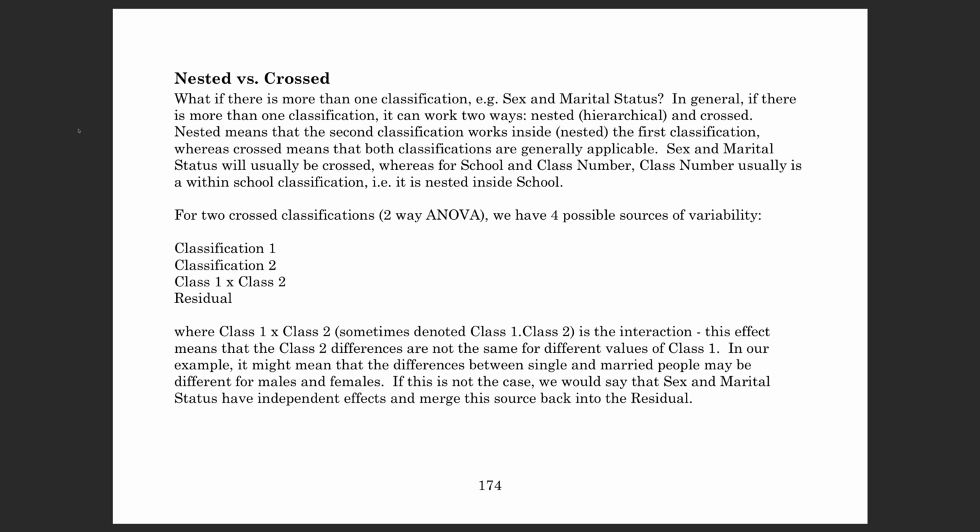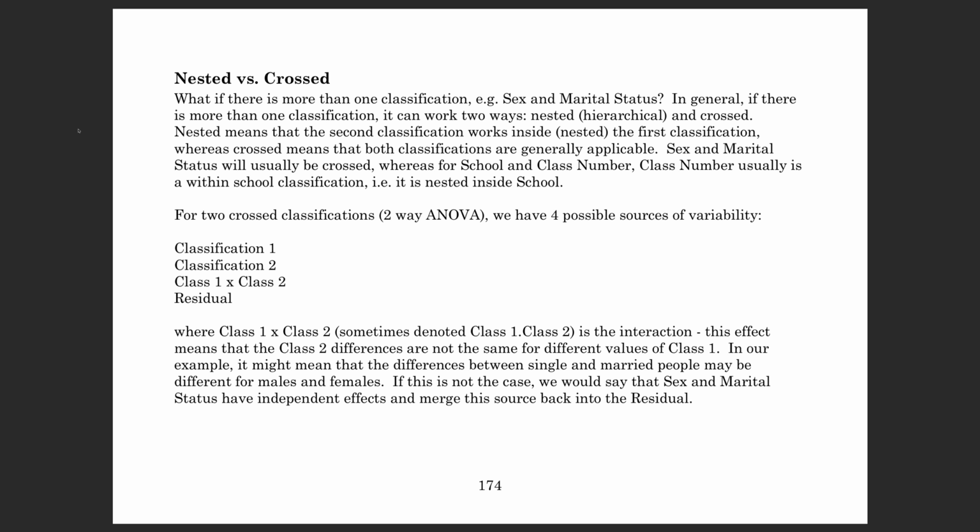If this is not the case, we would say that we might be able to just treat sex and marital status as separate classifications without the interaction effect, and just combine this interaction effect back into the residual. So the residual is the part that's left over. This is the variability within this two-way classification. So the residual would be variability within male single, within male married, within female single, and within female married. So that's within the two-way classification groups.